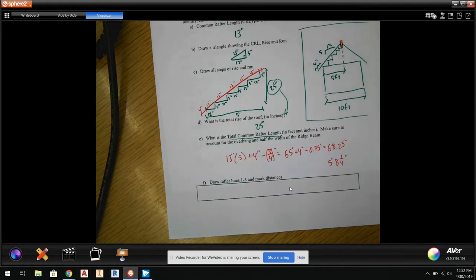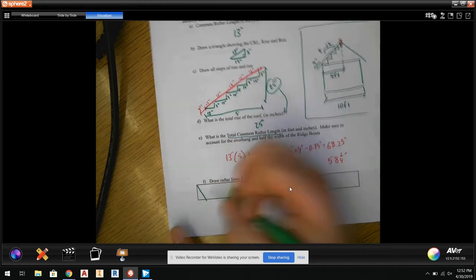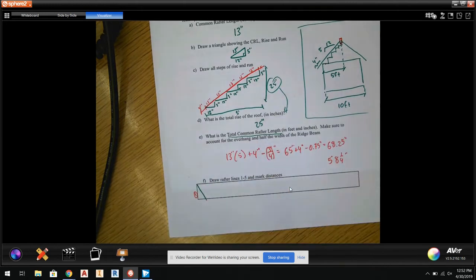The way it will show up here is there's your first line, line 1. That's using your framing square for your 5/12 slope.